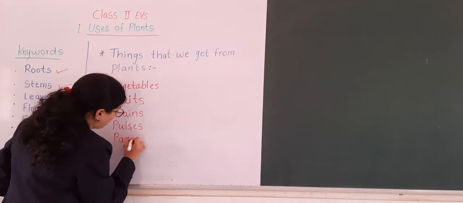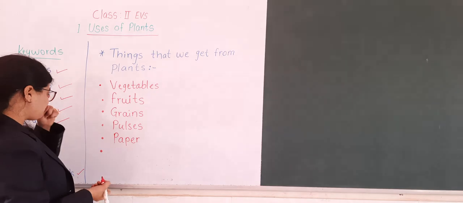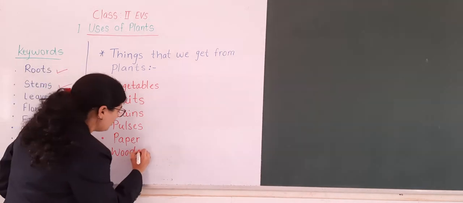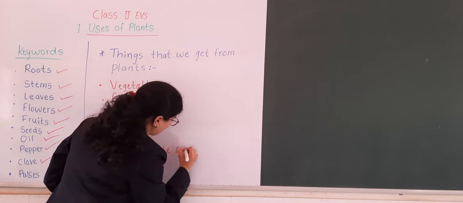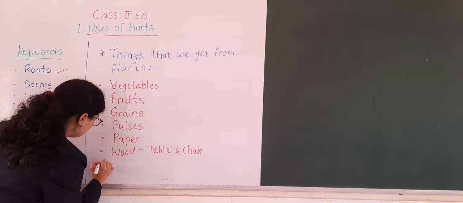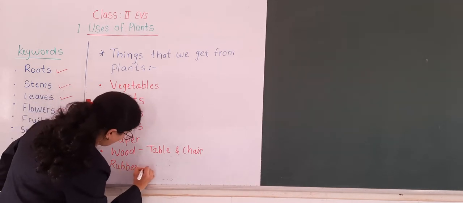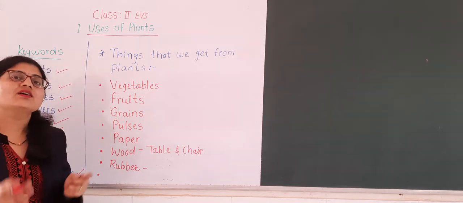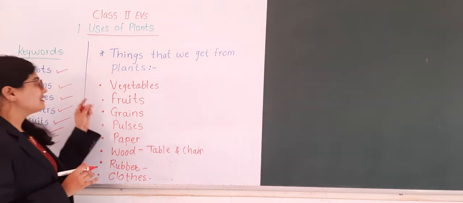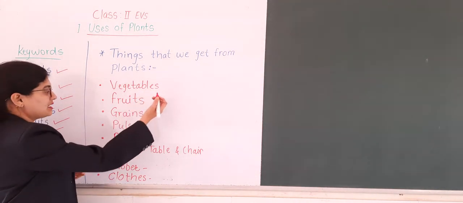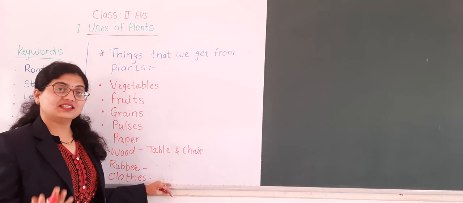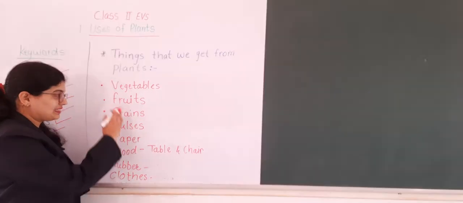Yes, plants also give us paper. That paper we use to write. Then this wood we get from plants, and we can make different things by using wood, such as table, chair. Right, my dear children? Then we also get rubber and many more things from plants. We also get clothes. These are some things that we get from plants, such as vegetables, fruits, grains, pulses, paper, wood, rubber, clothes. Can you tell me any other thing that we get from plants? Do you remember anything other than this?